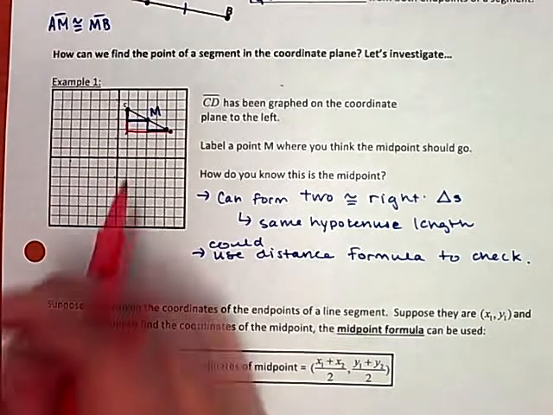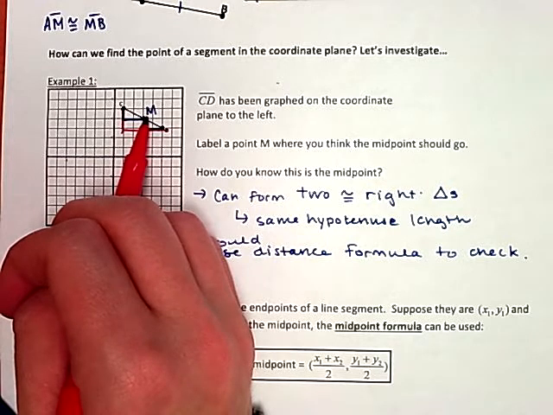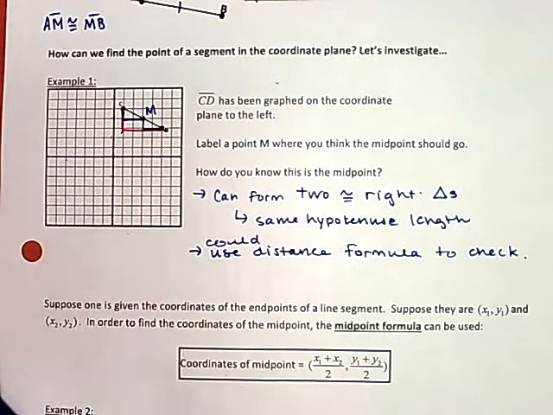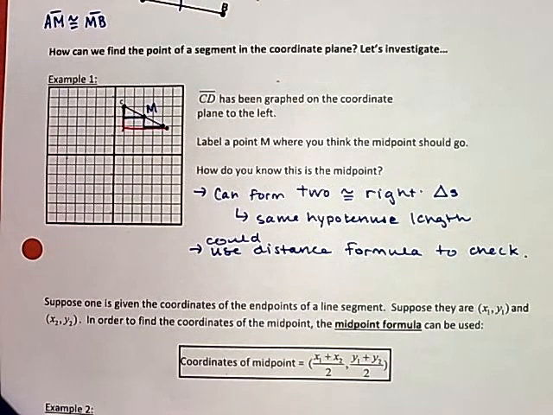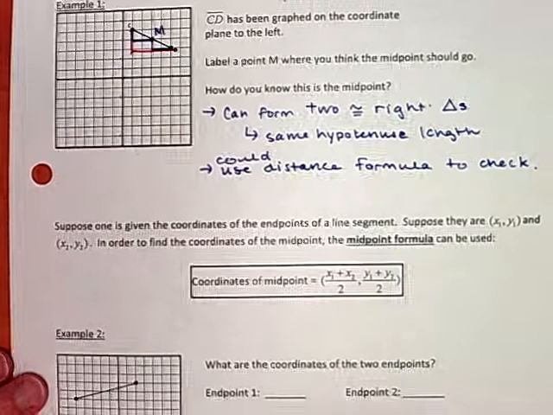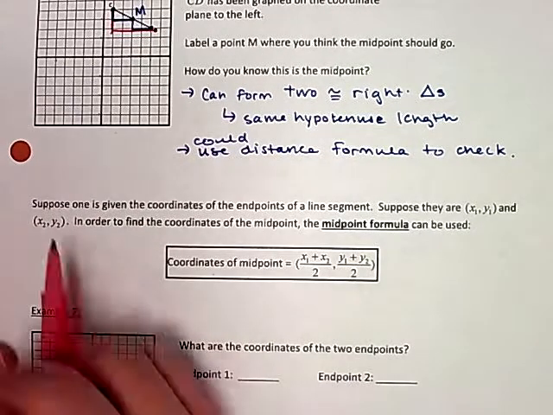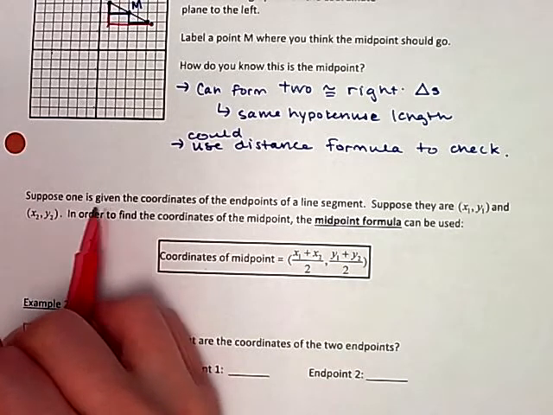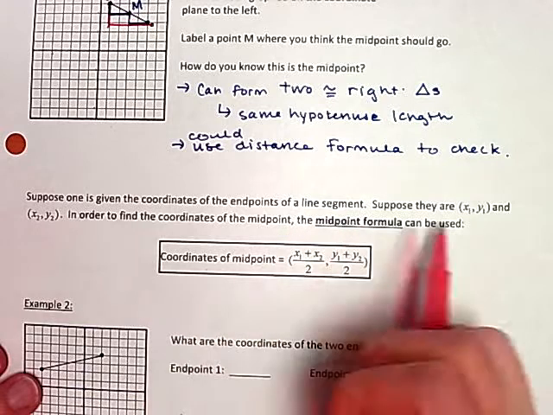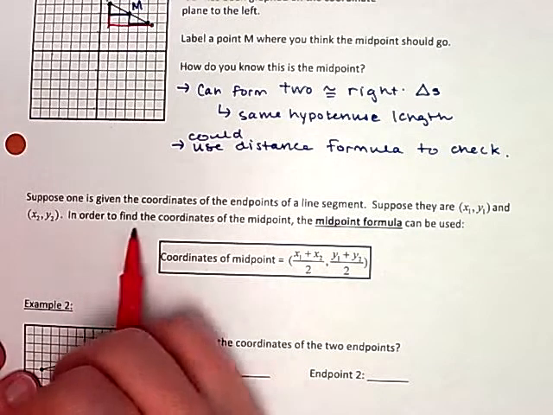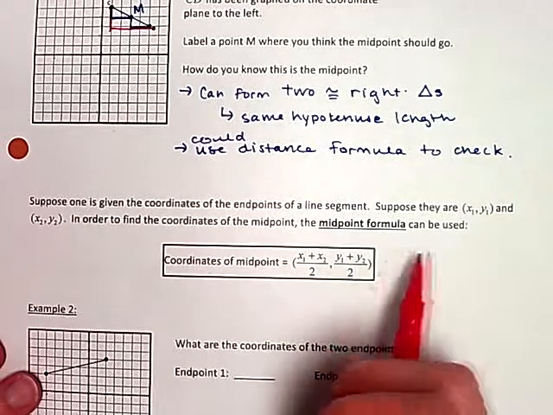Another way of thinking about it is that the x coordinate here should be halfway between the two x coordinates here, and the y coordinate here should be halfway between the two y coordinates, right? So if I want the x and y values halfway in between, I want the average. So we're going to use averages here. I'm going to reveal the formula now. It says, suppose one is given the coordinates of the endpoints of a segment. Suppose they are x1, y1, and x2, y2, similar to the slope formula. In order to find the coordinate of the midpoint, we can use this formula.